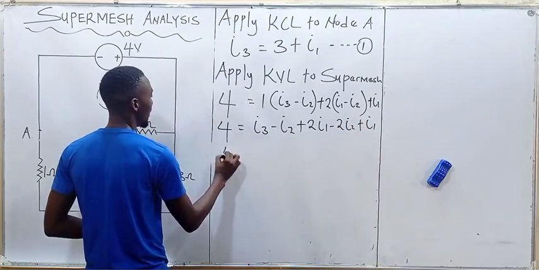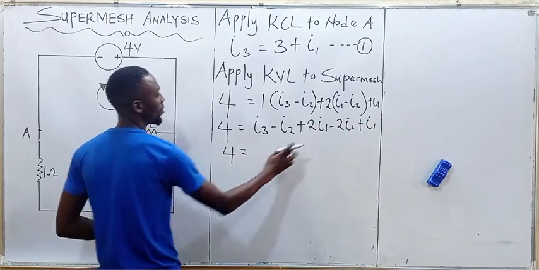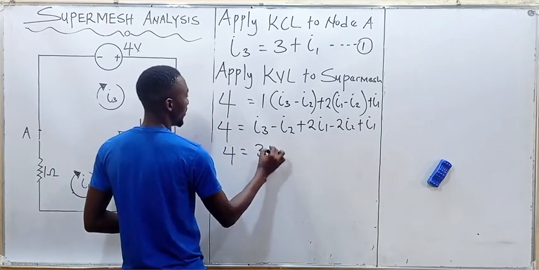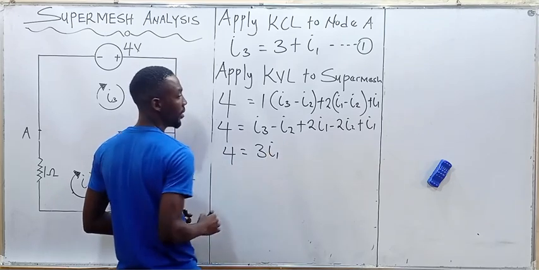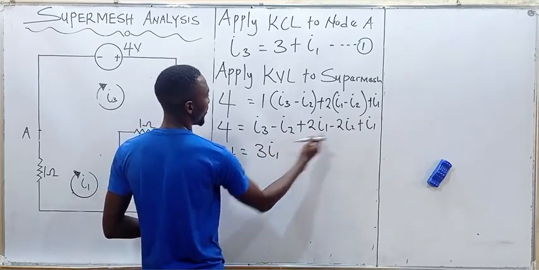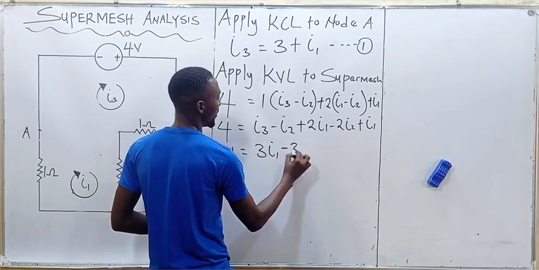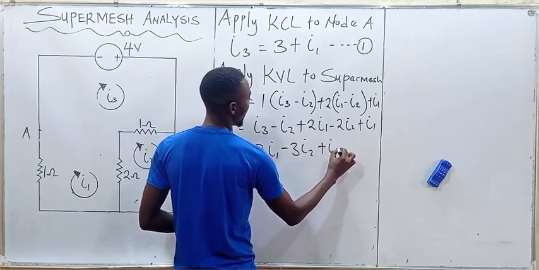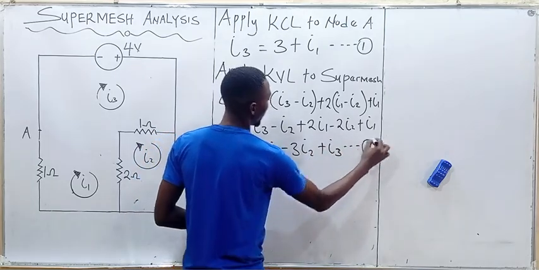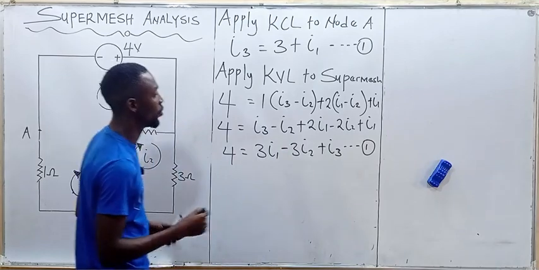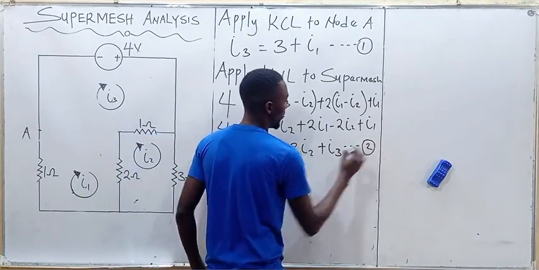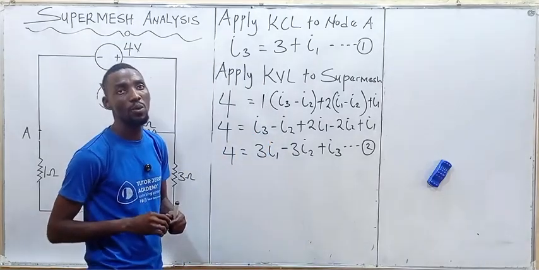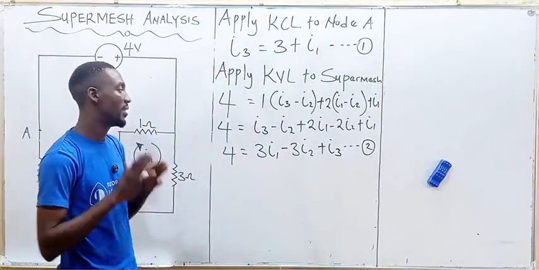So we collect like terms. 4 will be equal to this plus this is 3I1. This plus this is going to give us minus 3I2, then plus I3. So this is equation number 2, not 1. Equation number 2. I hope you understand this.